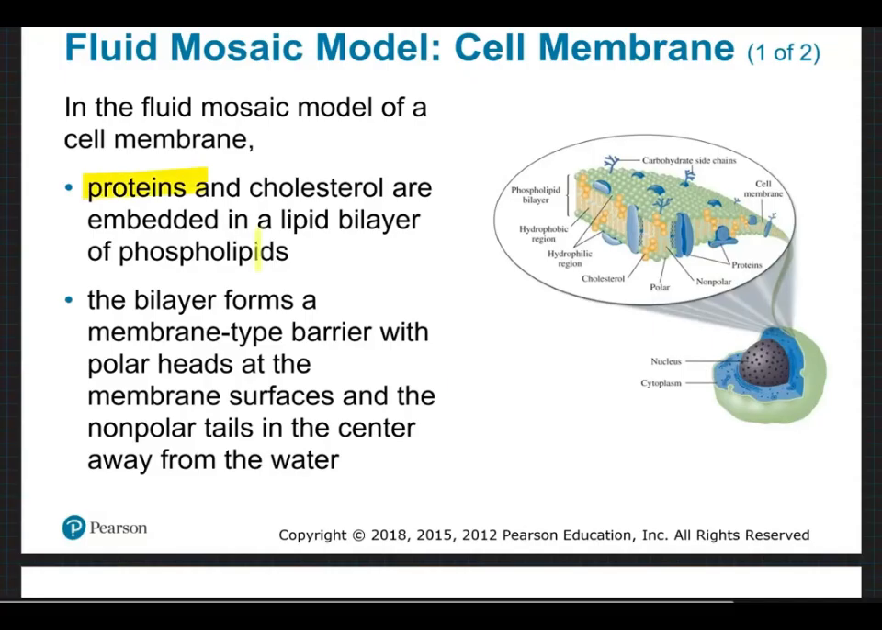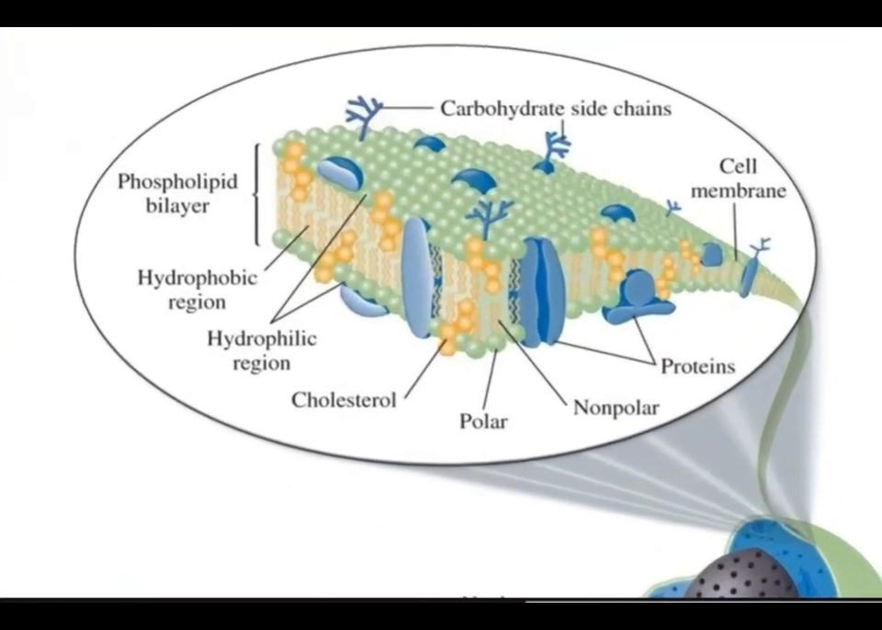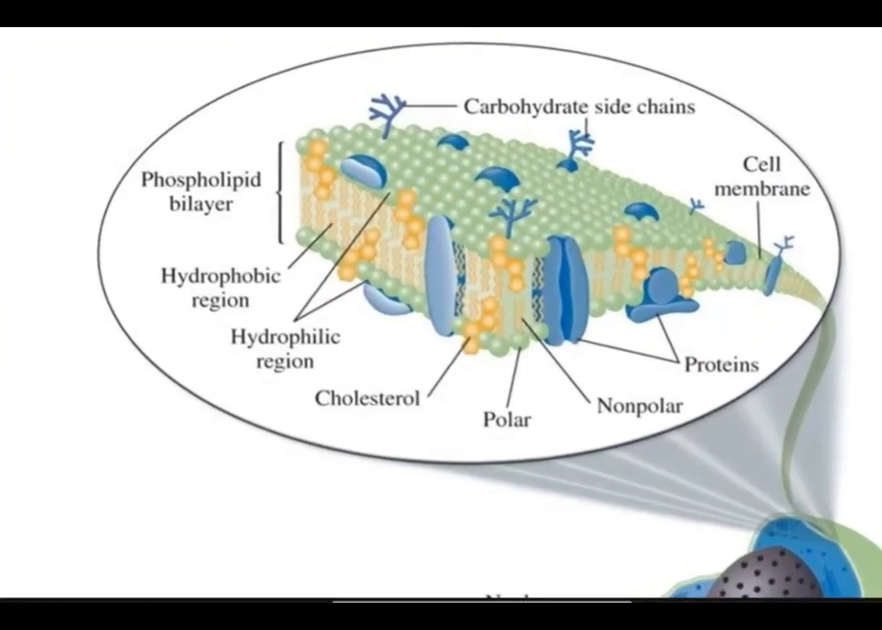This is the model of the phospholipid bilayer. Check this out. The green polar heads, okay, and the yellow nonpolar hydrophobic tails form a border. Within the membrane, you can see proteins, cholesterol molecules, and even carbohydrate modifications.